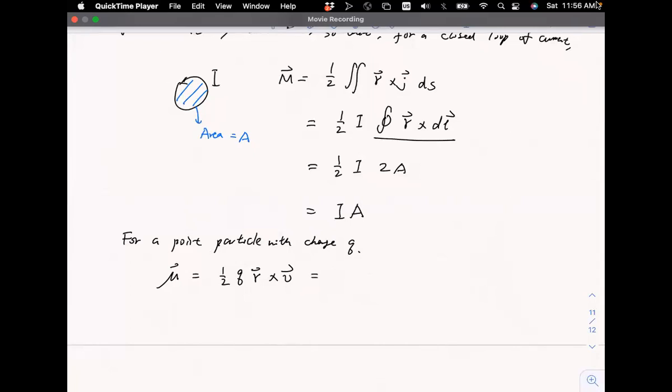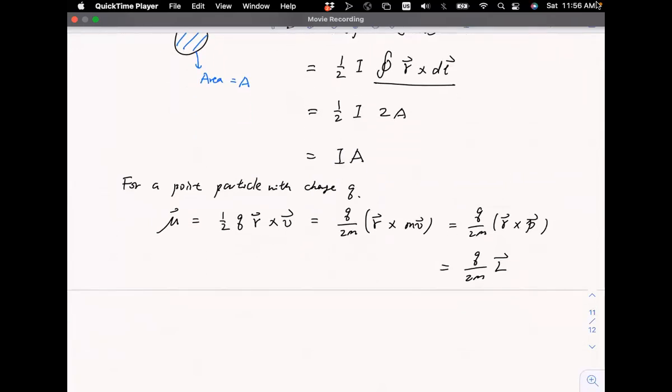Then you can express it in terms of angular momentum. The way you do it is multiply by mass. You have R cross mass times V, so this is basically R cross P, right? So then you have Q over 2M times the angular momentum. That means for a point particle, if you know the angular momentum, you use this equation to get mu for a classical particle.